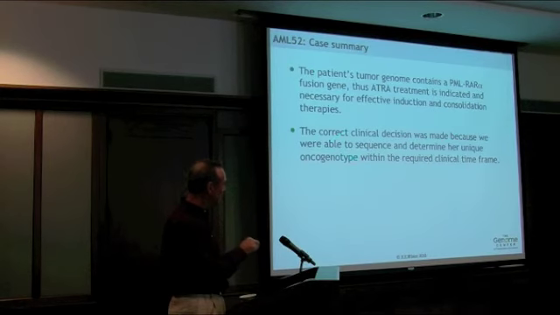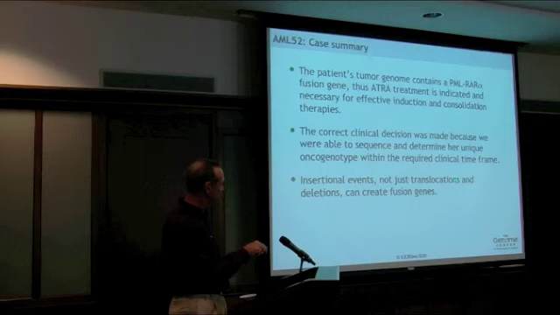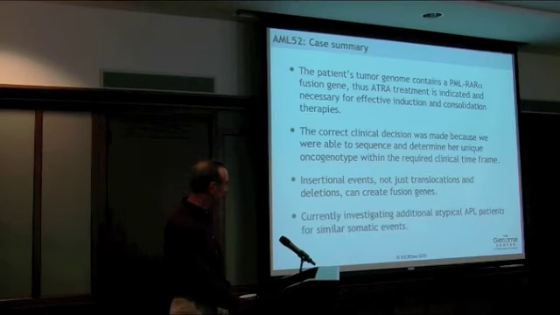The correct clinical decision was made because we were able to sequence and determine this very unique oncogenotype in a quick event. And we also learned that these sort of weird insertional events, and not just chromosomal translocations, can create these kind of fusion genes that are seen in many types of cancer.